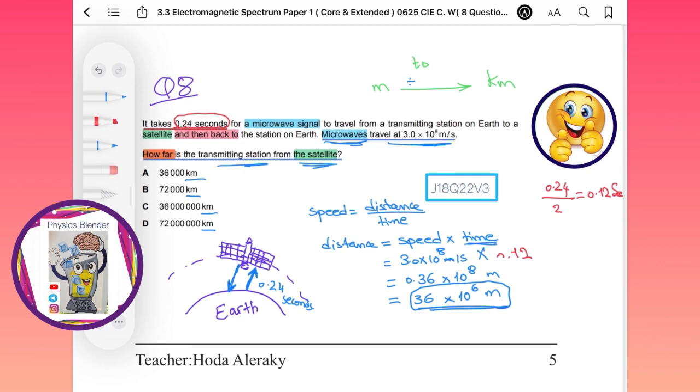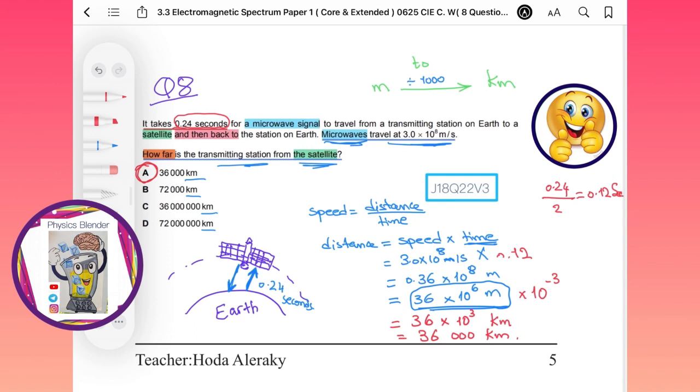divide by 1000, and for extended candidates, you know that if you divide by 1000, it's the same as multiplying by 10 to the power negative 3. So if you multiply your answer times 10 to the power of negative 3, you got your answer in kilometers. Okay, so you have your answer 36 times 10 to the power of 3, which is 36,000 kilometers. So the answer is A.